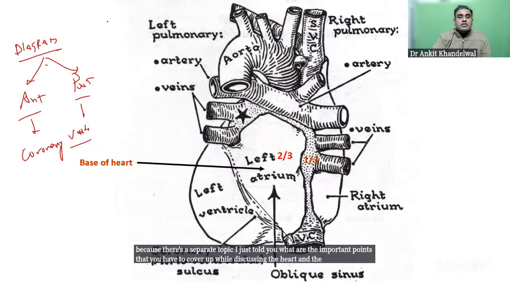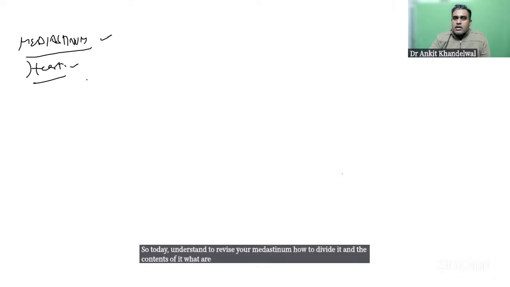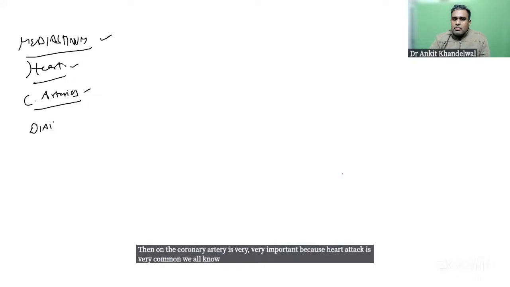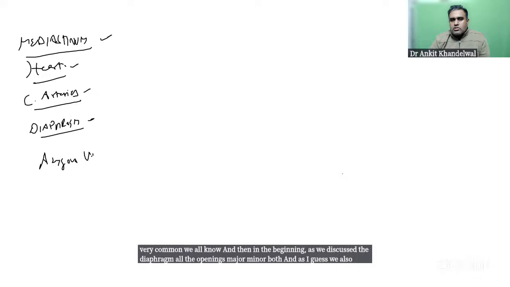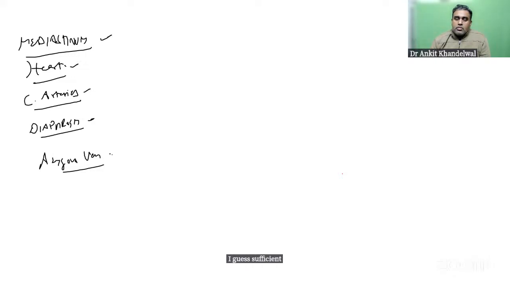Okay, let me see an empty slide over here. One second, yeah. So today, understand to revise your mediastinum, how to divide it and its contents. What are the basic diagrams that you write in the heart? Apex, base, surfaces, borders, grooves, all of that. Then the coronary artery is very, very important because heart attack is very common, we all know. And in the beginning, as we discussed, the diaphragm, all the openings, major and minor both. And I guess we also began with the azygos system. So yes, this is very, very important. Five to six topics in an hour, I guess, is sufficient. More than that will be more of a burden for you guys.